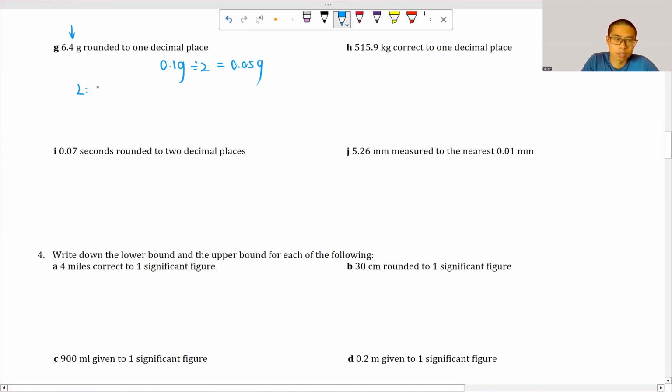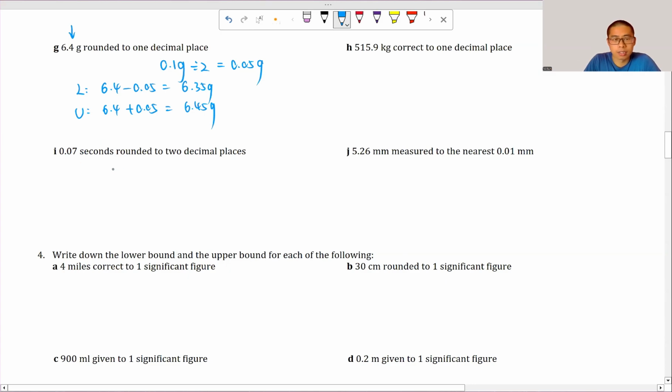So the lower bound for this will be 6.4 minus 0.05, which is 6.35 gram. And then upper bound will be 6.4 plus 0.05, which is equal to 6.45 gram. That's how we find the upper and the lower bound.